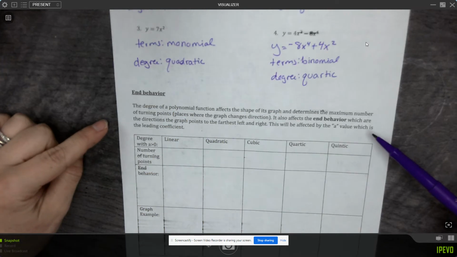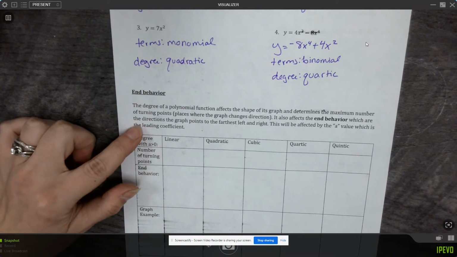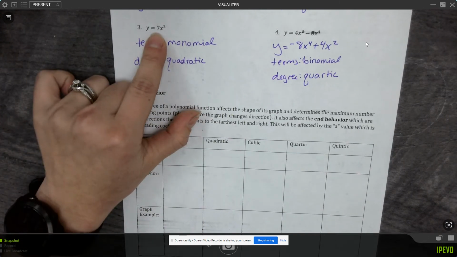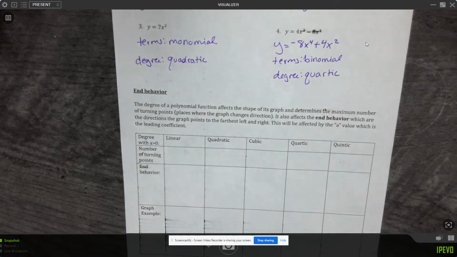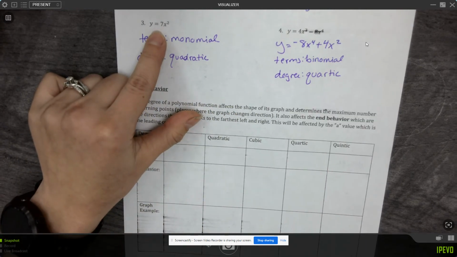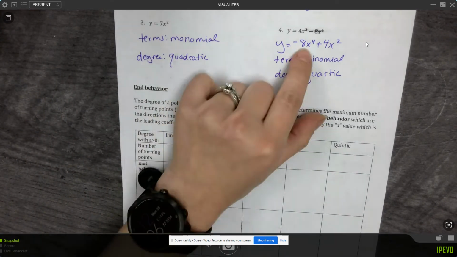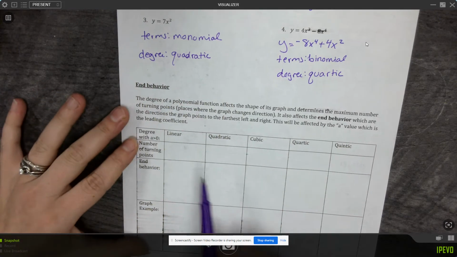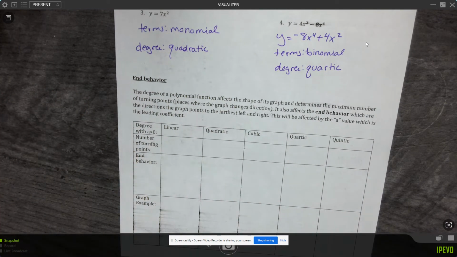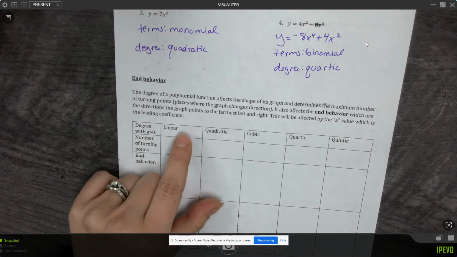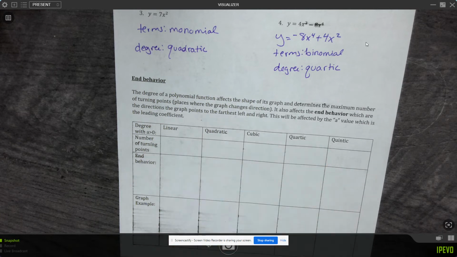It will also be affected by the a value, which is your leading coefficient. So the a value here is 7. The a value here is -8. The difference in your a value is whether the a value is positive or negative. So a positive 7 is going to do something different than a -8. So the number of turning points, the a value does not affect. The number of turning points comes from, is it linear, quadratic, cubic, quartic, or quintic?